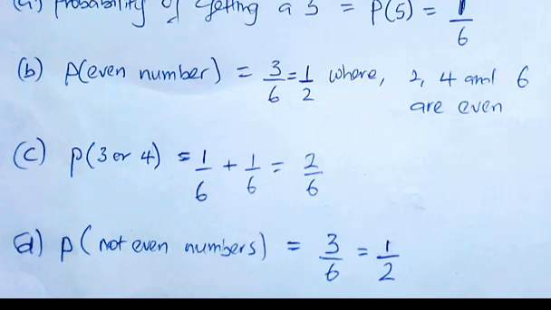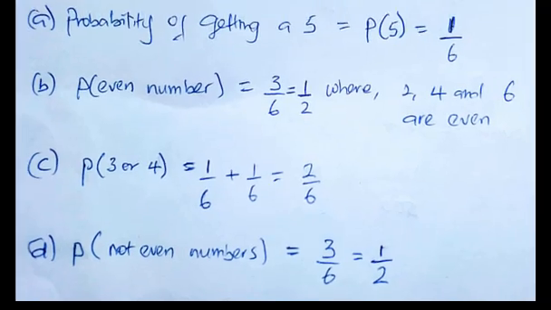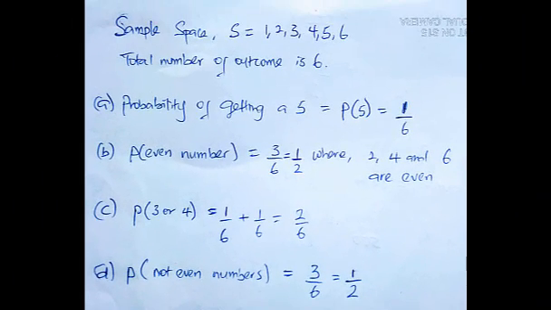Question C, a 3 or a 4. In this case, you get 3 once, you get 4 once, which becomes 2 over 6. Or probability of 3, which is 1 over 6, plus probability of 4, which is also 1 over 6. That becomes 2 over 6. And for D, not an even number, in that case, it's going to be 3 over 6, because if it is not even, it's going to be odd. And the odd numbers there are 1, 3, 5.